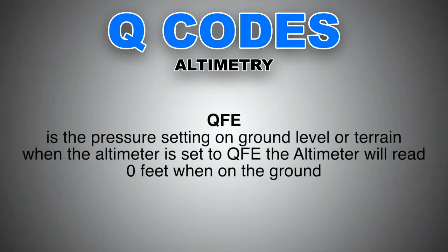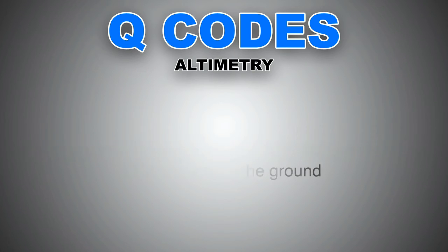Again, the three letters themselves do not stand for anything. QFE pressure setting is the value that corresponds to height above ground. This means when we set the QFE into our altimeter, the altimeter will read 0 feet when on the ground or when on the apron. QFE is rarely used in the airline industry nowadays, but it might be used by aerobatic pilots in air shows.